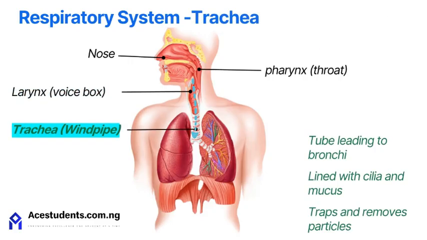Air then enters the trachea, also called the windpipe. The trachea is lined with tiny hair-like structures called cilia and sticky mucus. Together, they trap and remove dust and foreign particles.